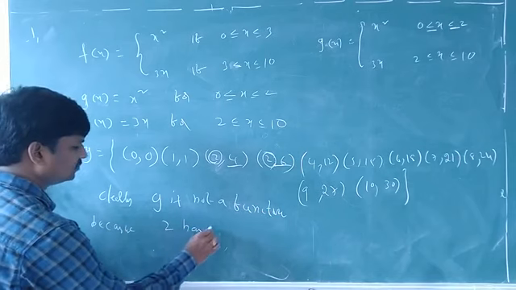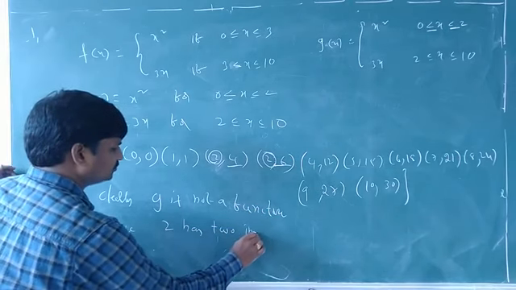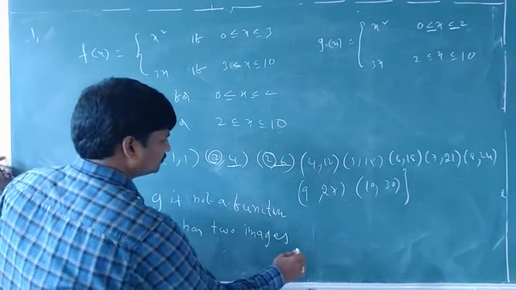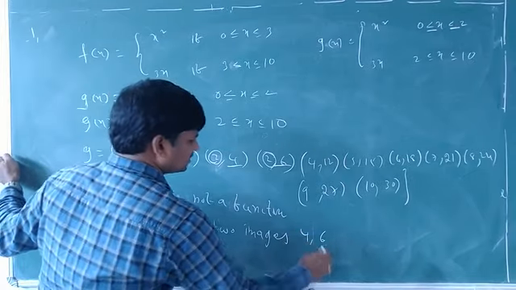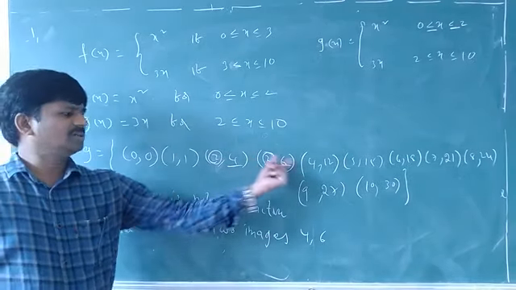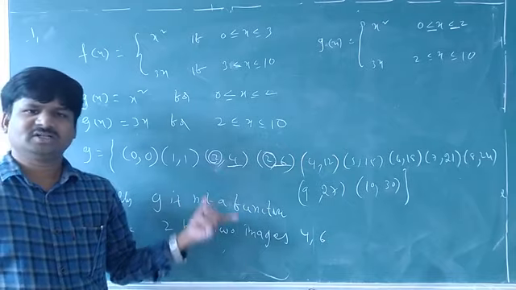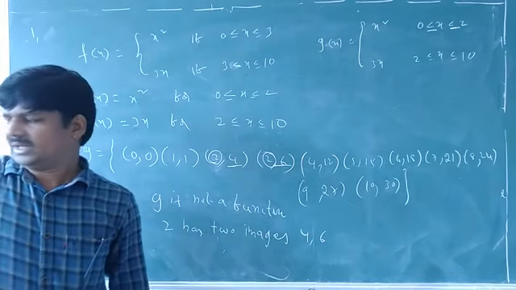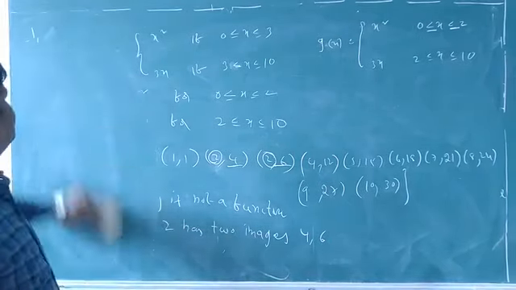2 has 2 images, 4 and 6. 2 has 2 images, 4 and 6. That is why this g is not a function. Okay. Next, it is about this question.